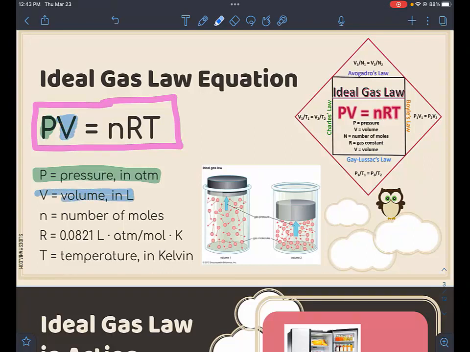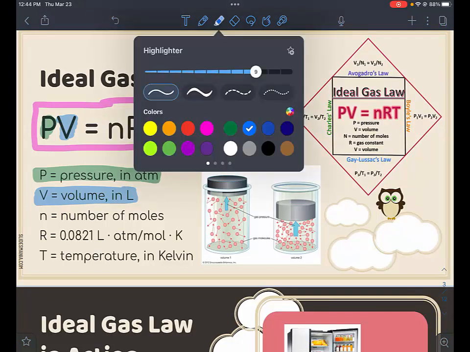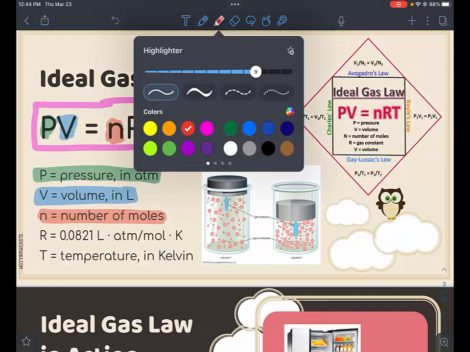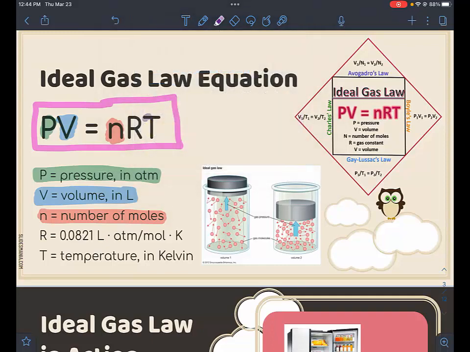It must be measured in liters. So if you're given volume in maybe milliliters or cubic centimeters, you must convert it to liters before you use the ideal gas law. Next up, we have n. n stands for the number of moles of the gas. It must be moles. If you're given something different like grams, you must convert it to moles before you can use it.